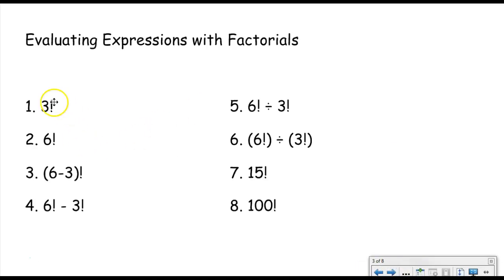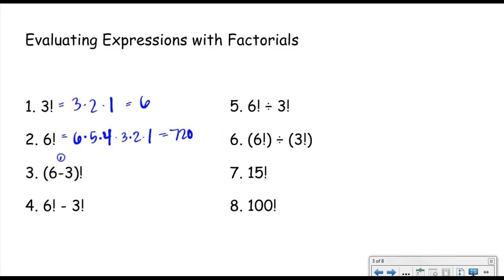For example, I have 3 factorial. So this would be 3 times 2 times 1, which is 6. 6 factorial is 6 times 5 times 4 times 3 times 2 times 1. I do that in my calculator, and I get 720.